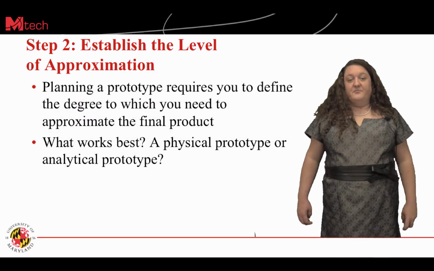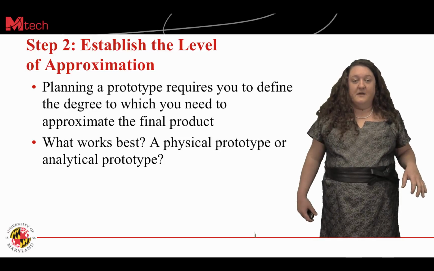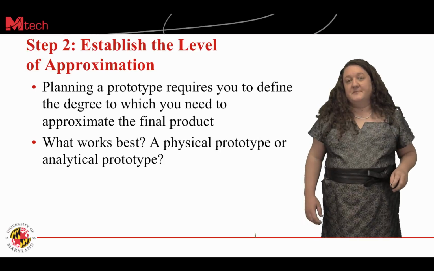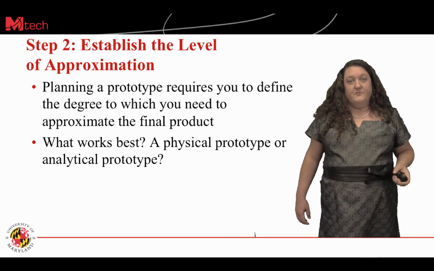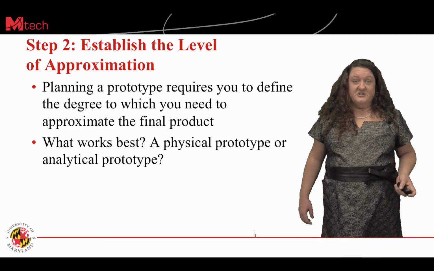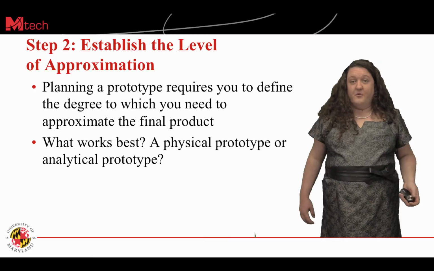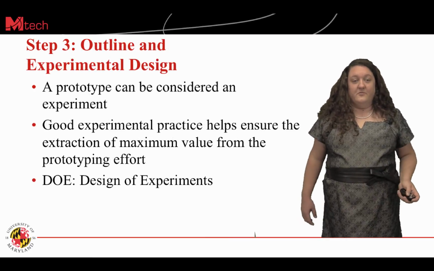So step 2 is establish a level of approximation. When planning a prototype, it'll require you to define the degree to which you need to approximate the final product. So this is where it's important to have those customer specifications and metrics. And what works best, a physical prototype or an analytical prototype? It'll all depend on your product.